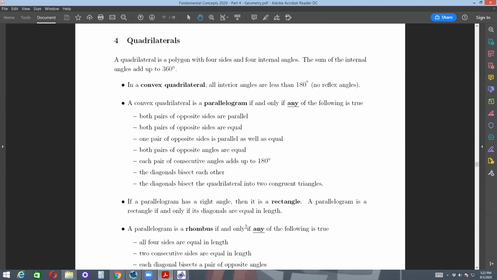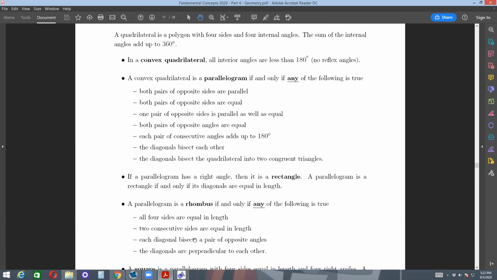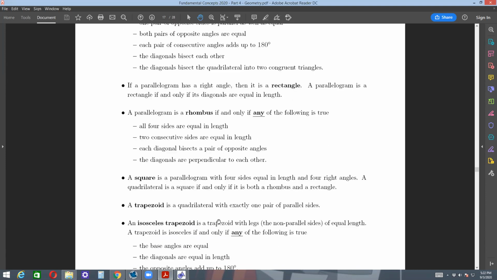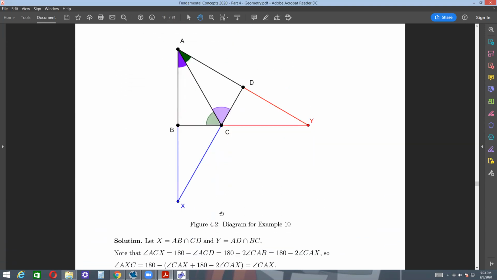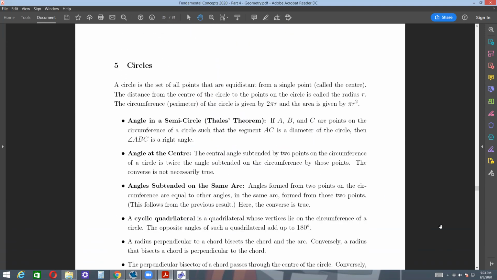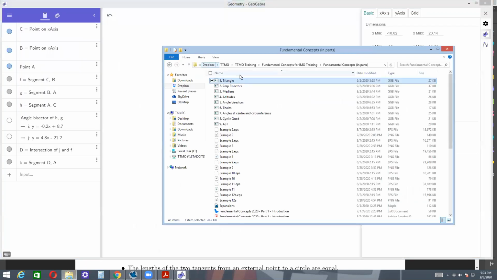All right, quadrilaterals. I'm not going to go too much into this. We've talked about this already a little bit, how to show when something is a parallelogram. Rhombus is similar to a parallelogram, except that all the sides are equal. Yeah, and many of the parallelogram or quadrilateral theorems are kind of straightforward. The circle ones, we'll look at in a little more detail.